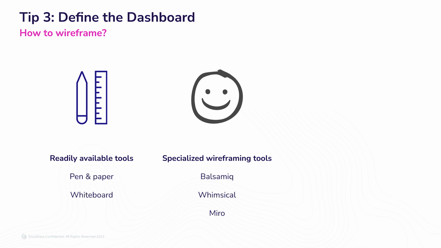The second level would be some kind of specialized wireframing tool, something like Balsamiq or Whimsical or Miro. Even Miro is very universal, but it also has this library of wireframing elements. And this is better in certain ways than just the paper, because it's digital and allows you faster iterations, allows you to share it with your colleagues and allows you to collaborate on wireframes. You can imagine it as basically a Lego. You have the box of pieces and you just put them together.